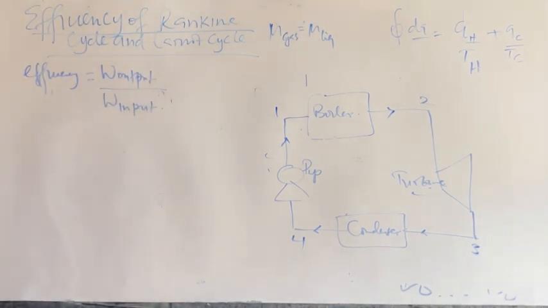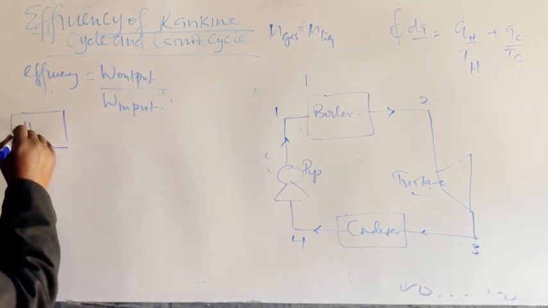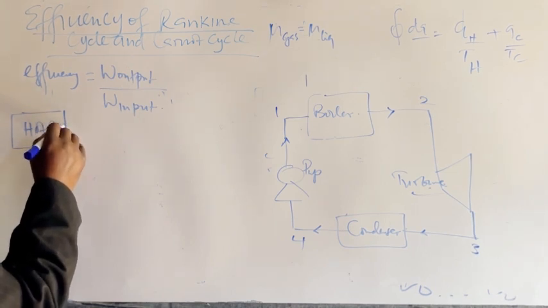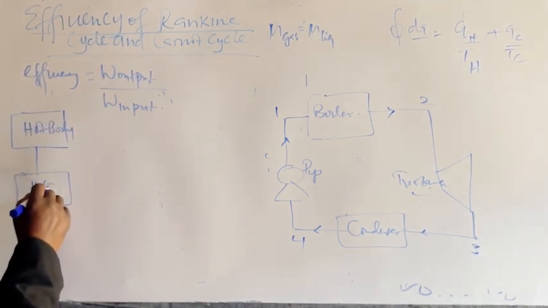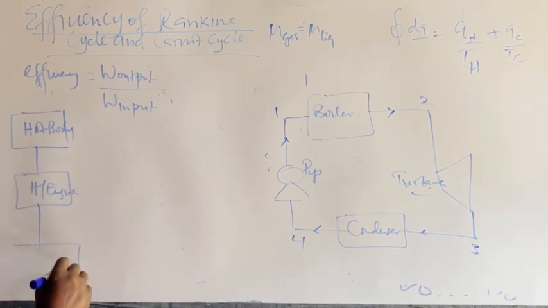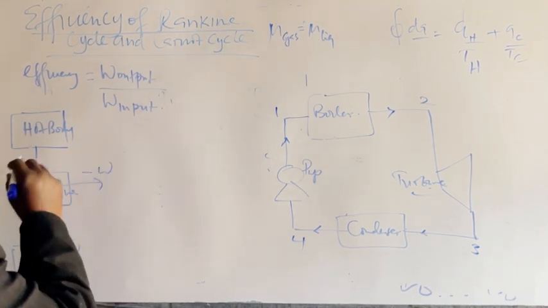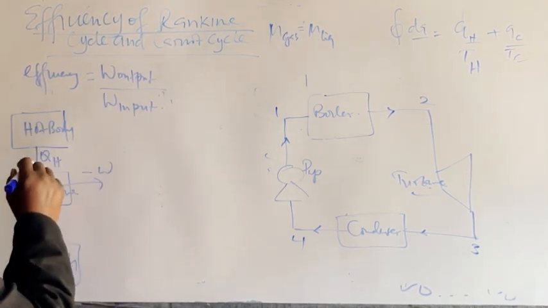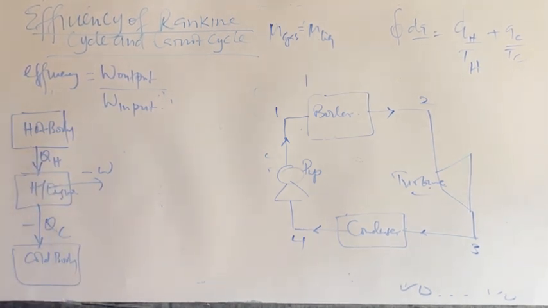Very important for us to know that. And so for the Carnot cycle, remember we said we had a hot body, we have the heat engine, we have the cold body, because work is done here, heat is released there, and heat is discarded here, minus QC.